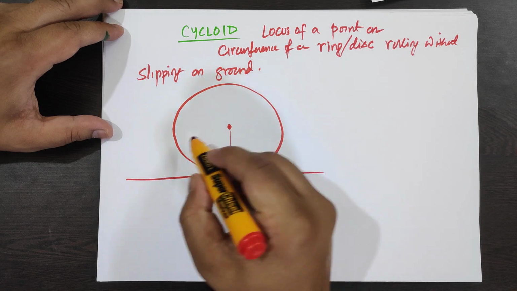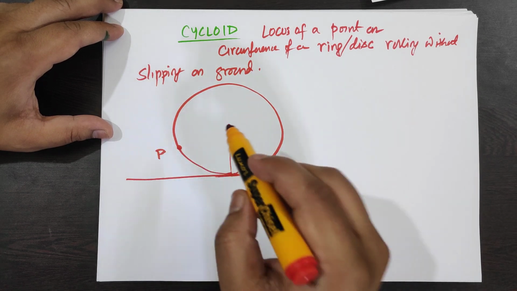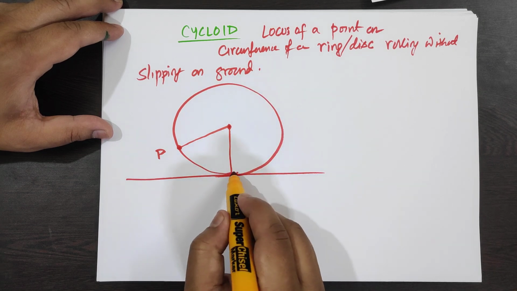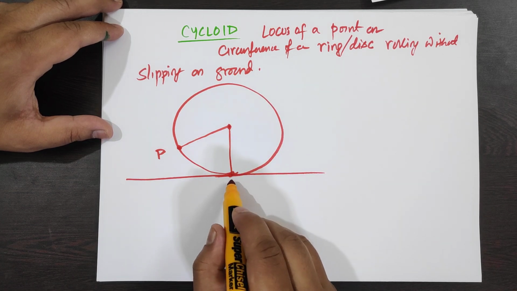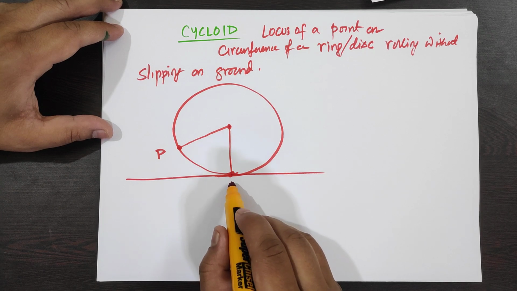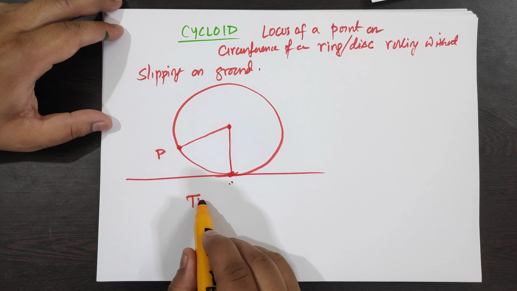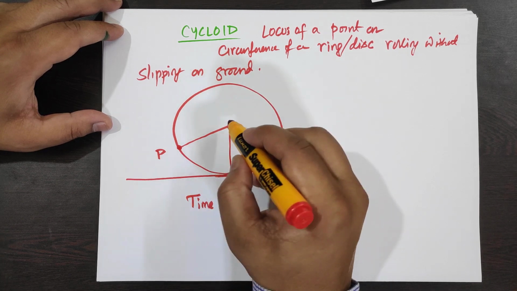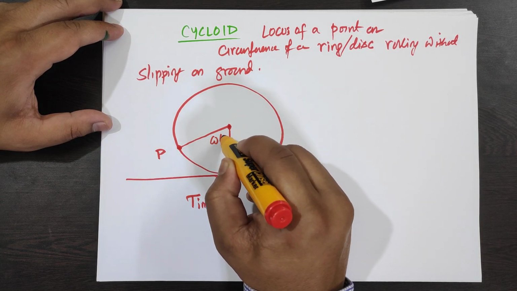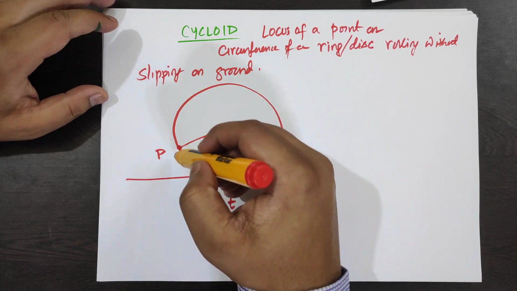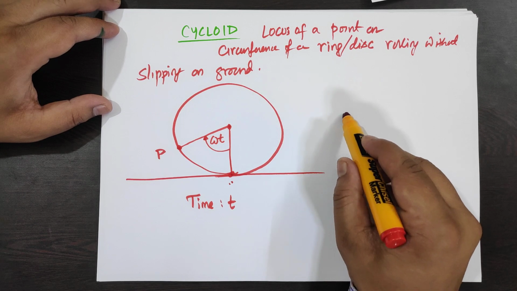Okay. So let us take this point P. Now this point P, say it started from here at time t equal to 0. So this point P was here at time t equal to 0. This is the situation at time t. So this has moved this much angle, omega t. So now we will calculate the velocity of this point P.